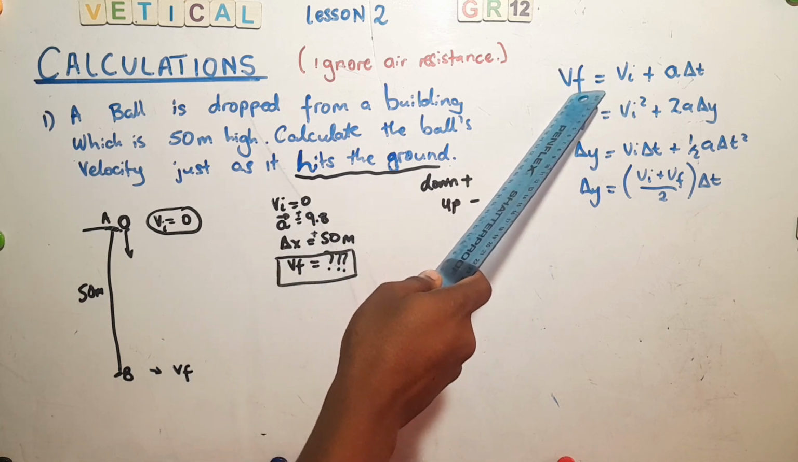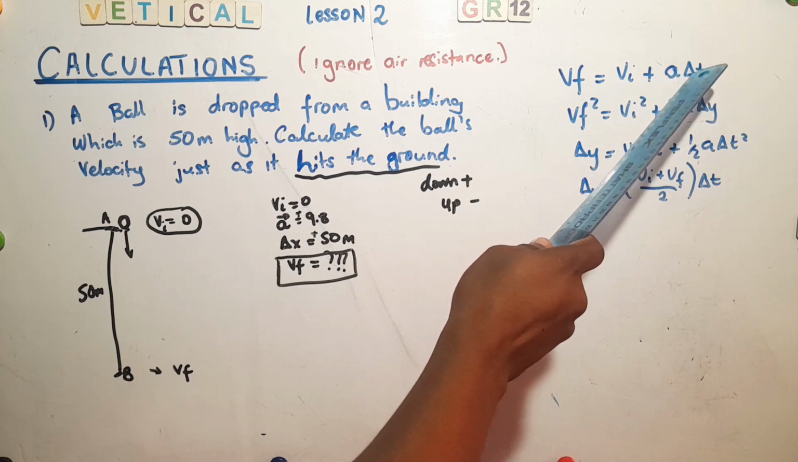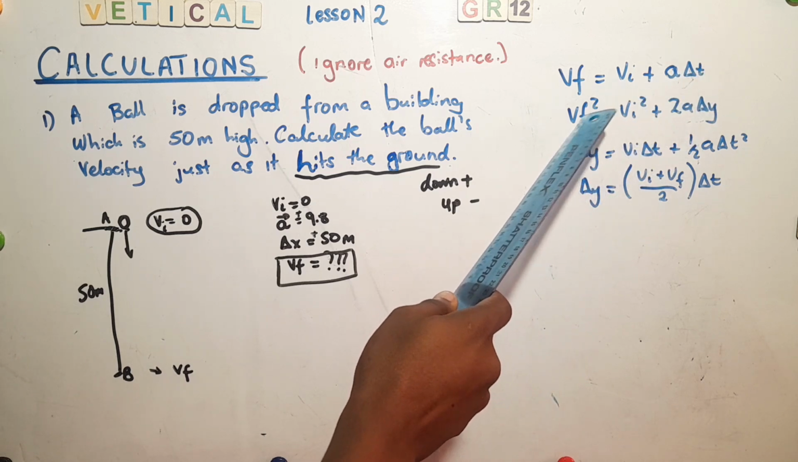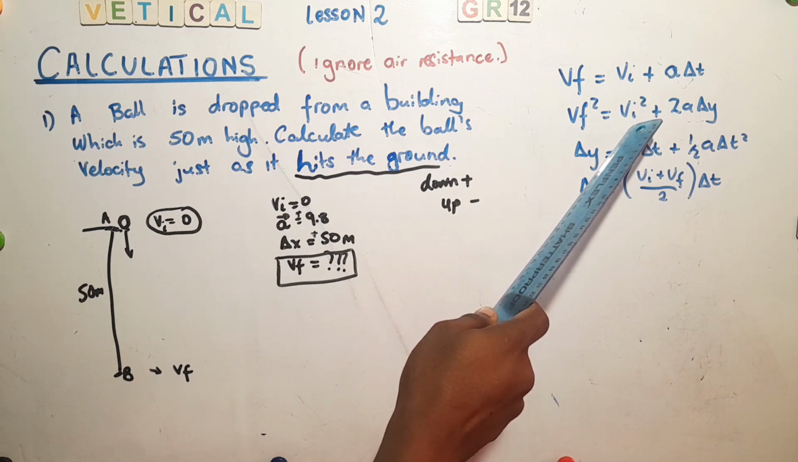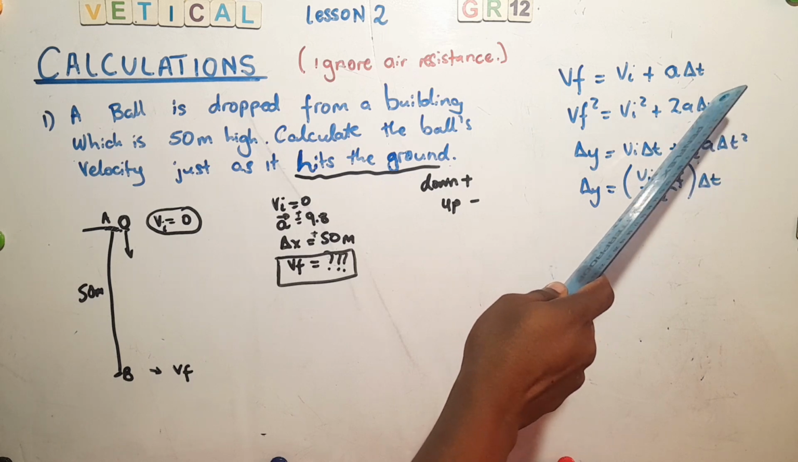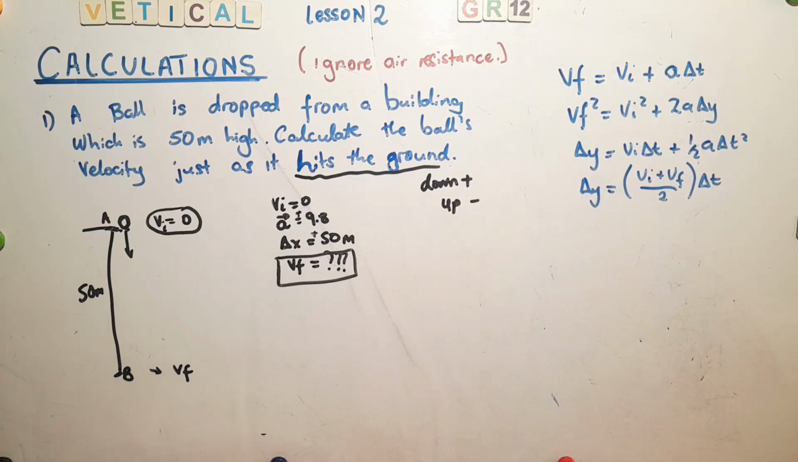So Vf, we're looking for it. Initial velocity we have, acceleration we have, but we don't have time, so we cannot use this. So this one: final velocity, we are looking for that. Initial velocity is 0. Acceleration we have and displacement we have. So it means that we can use equation number 2 there, right?